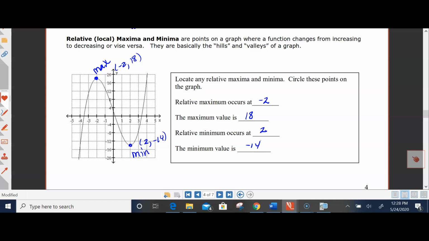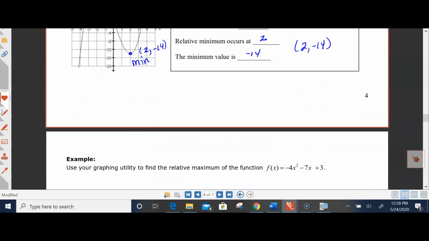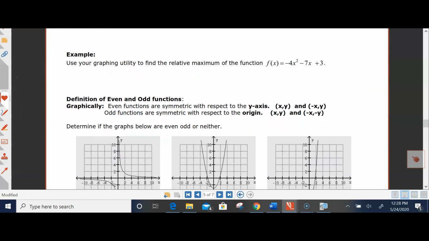I'm not sure how WebAssign asks for this. They may just ask for the ordered pair. So you would type in negative 2, 18, and 2, negative 14. But we got a max and a min. Okay, let's keep going.